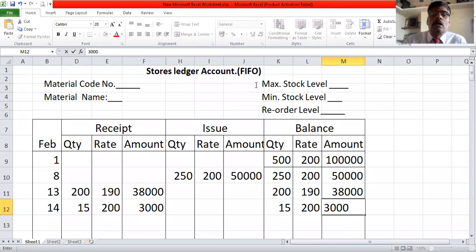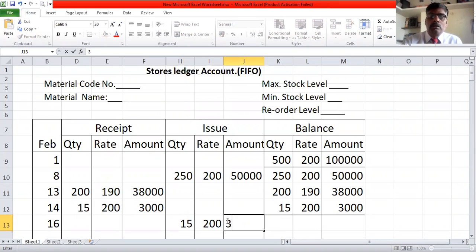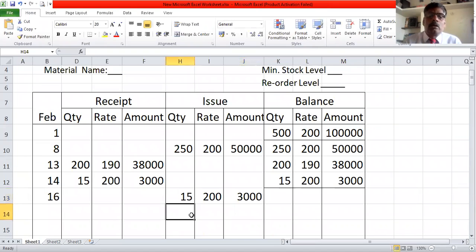3,000 is the amount, 14th. And next date is 16. On 16, there is an issue. So you underline the balance column, write the date. The date of the issue is 16th. Come to the issue column. In the issue column, first you issue the return quantity. The return quantity is 15 units, 15 units at the rate of 200. Amount is 3,000. You issue this, and the additional quantity required is, total issue is 180 units.